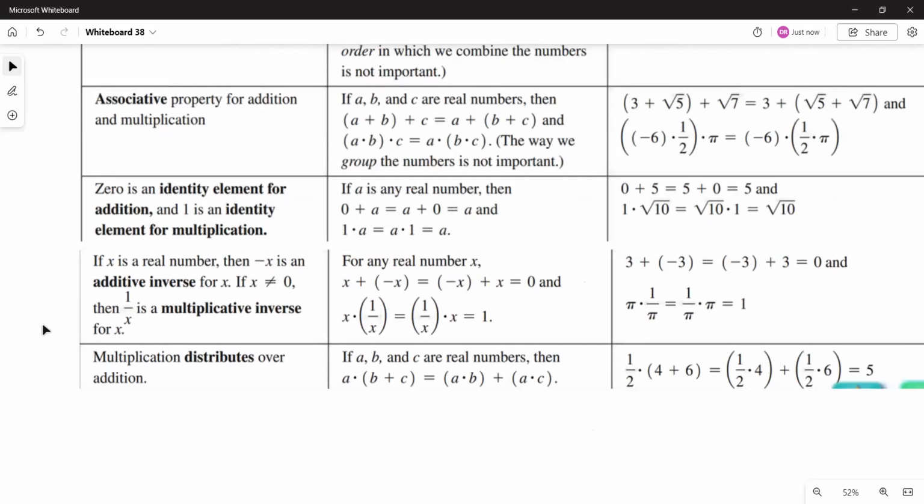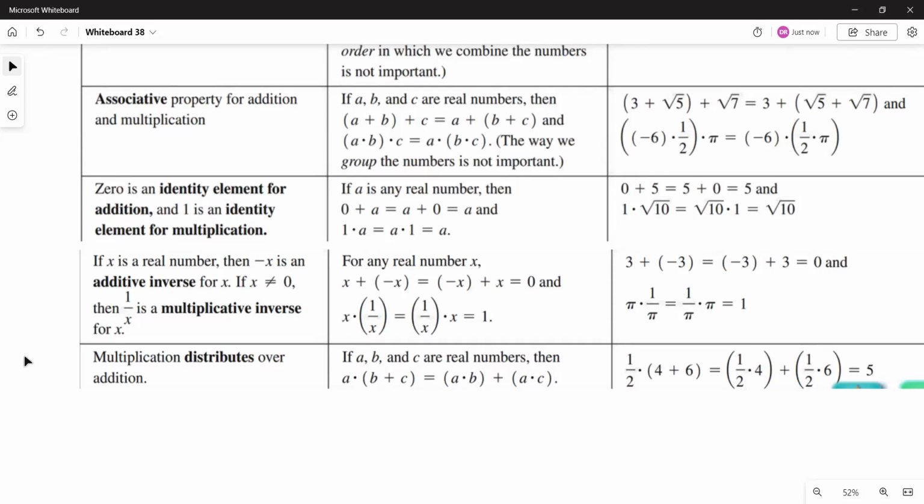These are the additive inverse and the multiplicative inverse. If x is a real number, then the opposite of x is an additive inverse. That is, x plus its opposite, or the opposite of x plus x, is going to be 0. And if x does not equal 0, then the reciprocal of x, or 1 over x, is a multiplicative inverse for x. So x times the reciprocal is 1, and 1 over x times x is going to be 1.